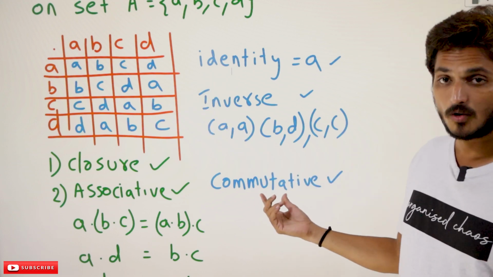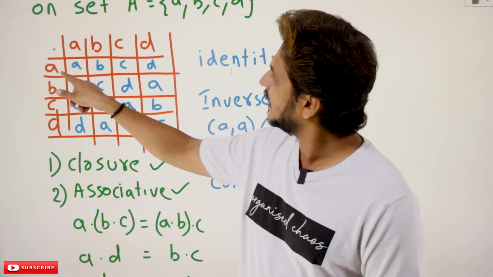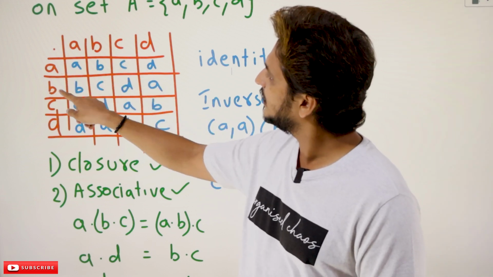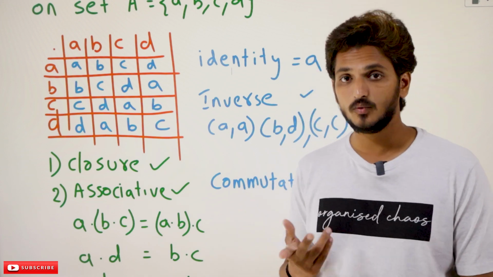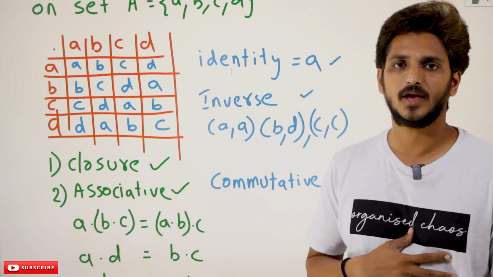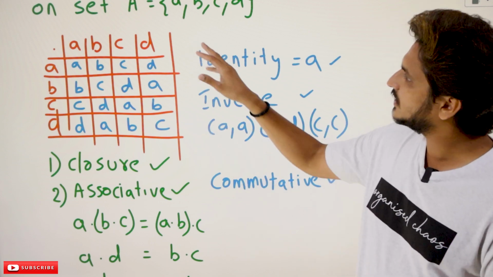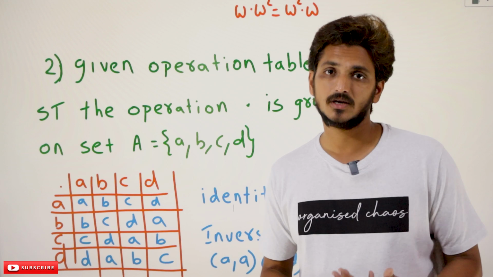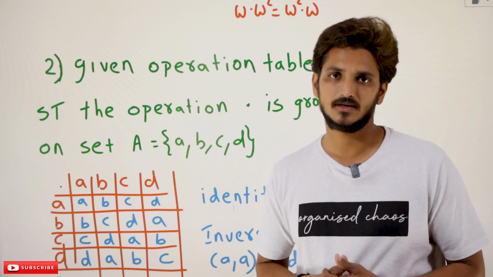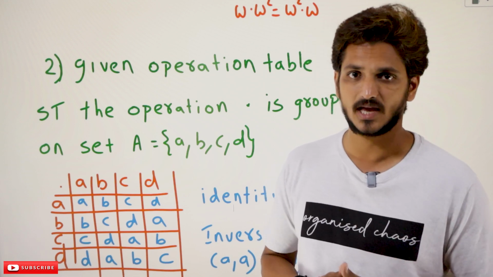And it is satisfying the commutative property also. A dot B is B, and B dot A is B. Both are the same. For any 2 values, commutative is satisfied. So we can call it an abelian group. Like this, these types of examples are going to be asked in the exam. Hope you understand the group examples.